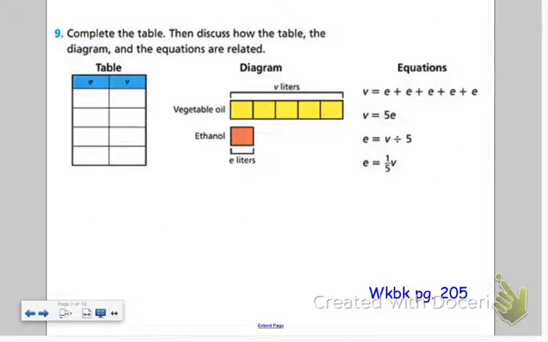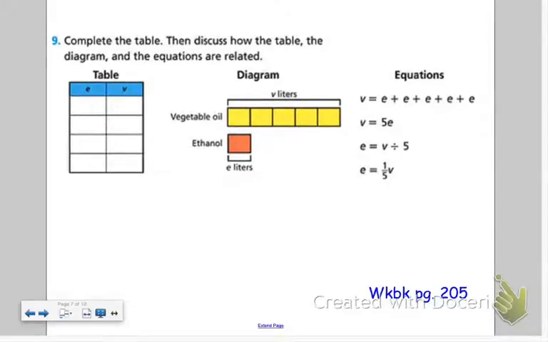Now for number 9, we're going to complete a table and discuss how that table and our diagram and all the equations, how they all relate to our problem with Mr. Preto's fuel. Remember, 5 liters of vegetable oil to 1 liter of ethanol. So let's say I've got 5 liters of vegetable oil to 1 liter of ethanol. Well, now if I have 10 liters of vegetable oil, I would need 2 liters of ethanol, right? Because I'm doubling it. If I want to put in 3 liters of ethanol, I'd have to put in 15 liters of vegetable oil. And of course, 4 liters of ethanol, now I'm up to 20.